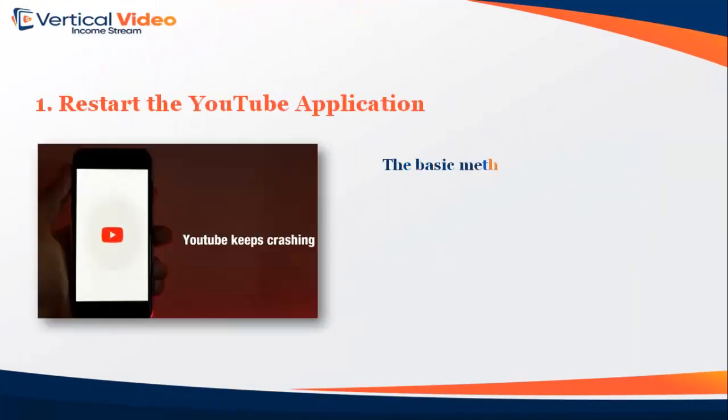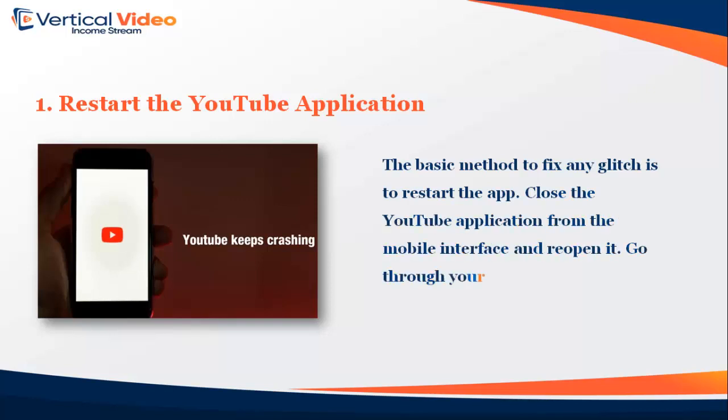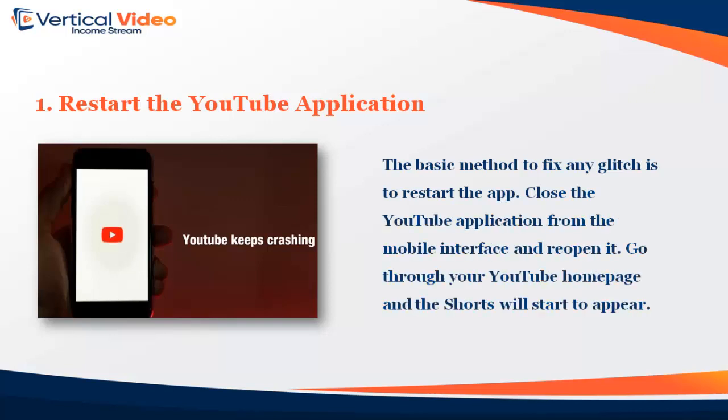1. Restart the YouTube application. The basic method to fix any glitch is to restart the app. Close the YouTube application from the mobile interface and reopen it. Go through your YouTube homepage and the Shorts will start to appear.